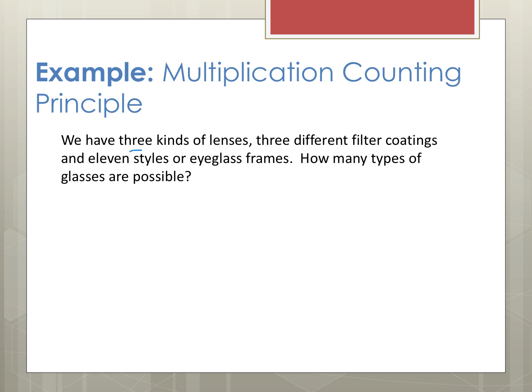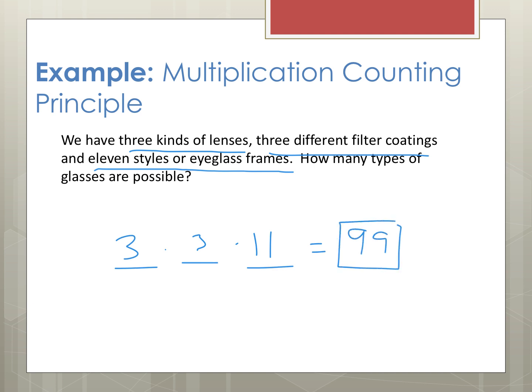Well, there's 3 different kinds of lenses, so that's its own category there. So 3 lenses. You have 3 different filter coatings, so that's a different category. And then last part, you have 11 different styles of eyeglass frames. So it looks like we have 11 here. And so if I multiply those together, 3 times 3 times 11 ends up giving you 99 total possibilities.